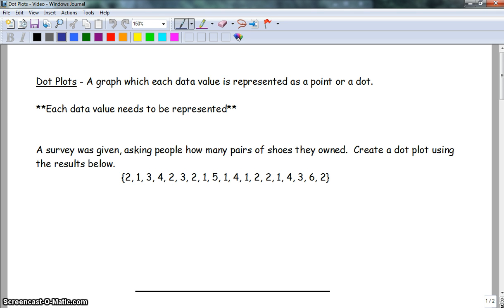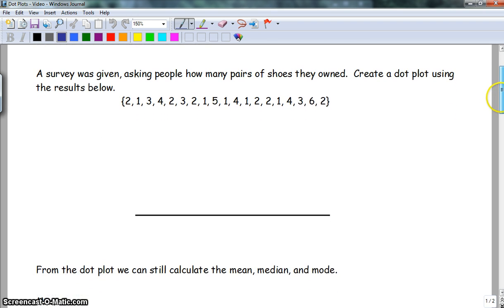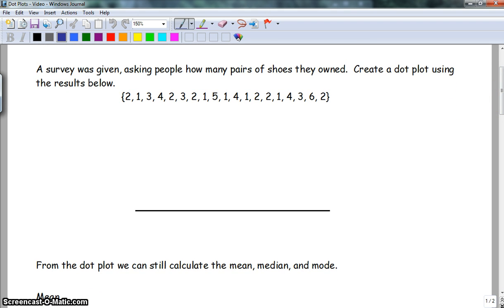So in my first question, a survey was given asking people how many pairs of shoes they owned. What you need to do is create a dot plot using the results below. So these results, this list of numbers right here, show that someone said 2 pairs of shoes, 1 pair of shoes, 3 pairs of shoes, 4 pairs of shoes, and so on and so forth.